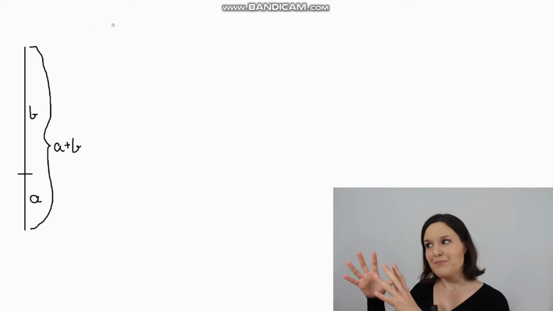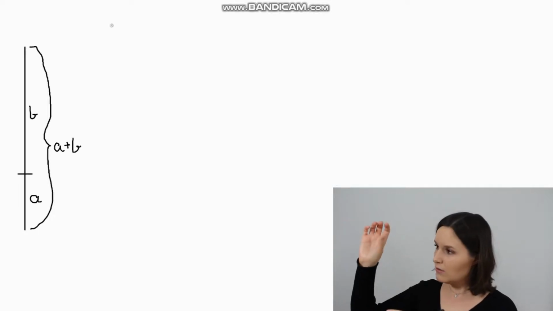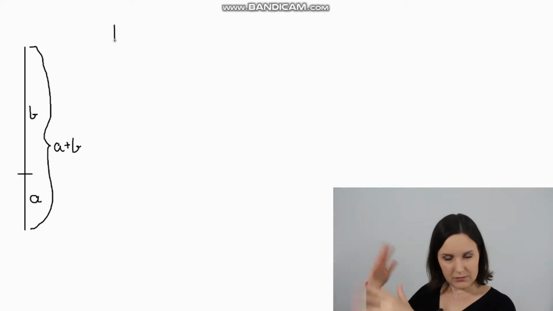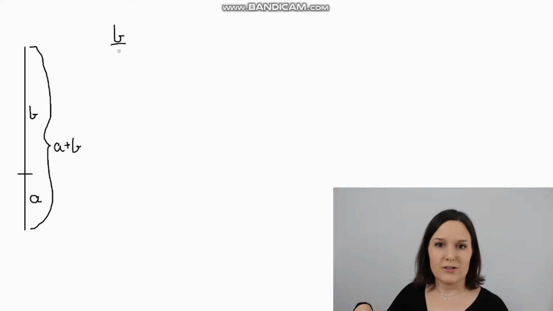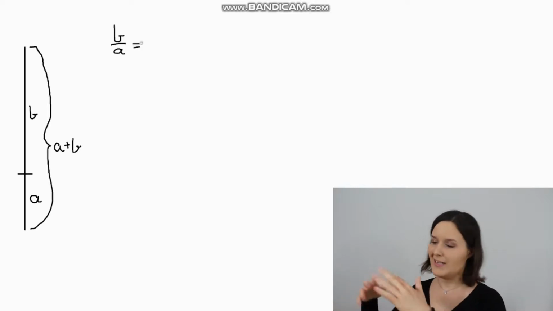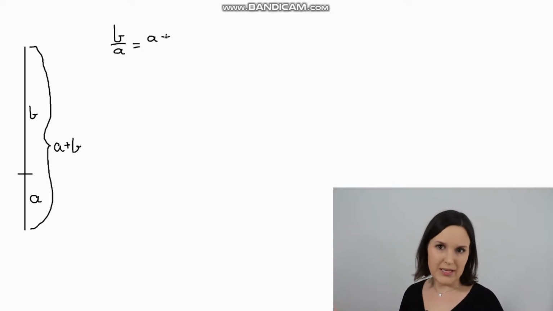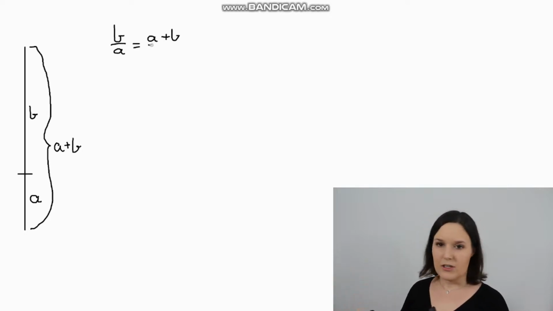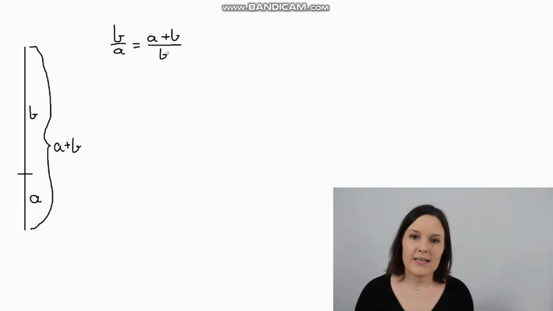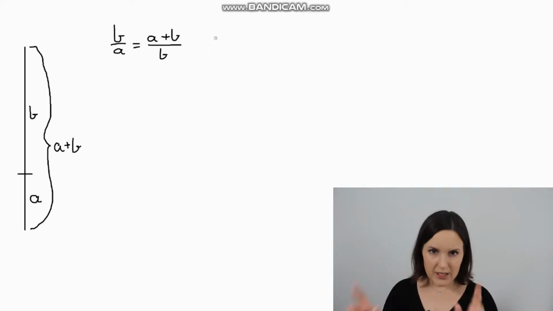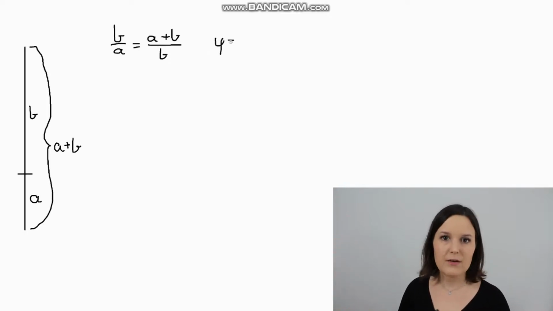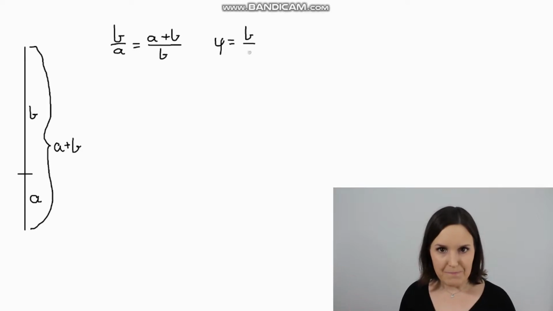Okay, so as I mentioned, longer, so B in my explanation, by shorter, so by A, has to be the same as the whole interval, so A plus B, over the longer, so B. Now, people say that this perfect ratio is phi. Okay, that's how they denote it. So phi is B over A.